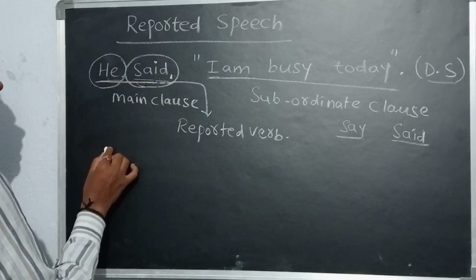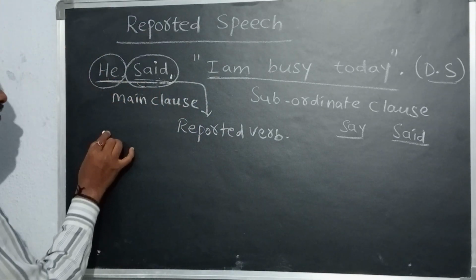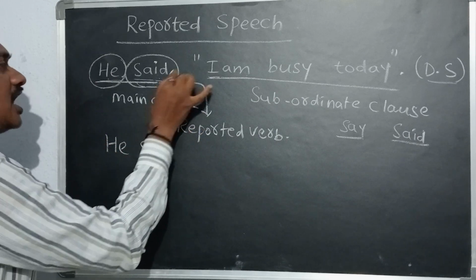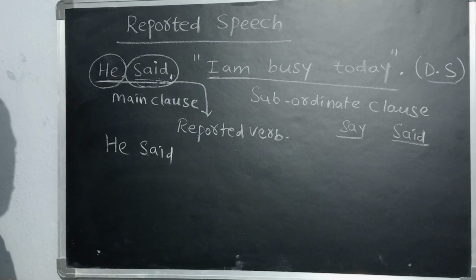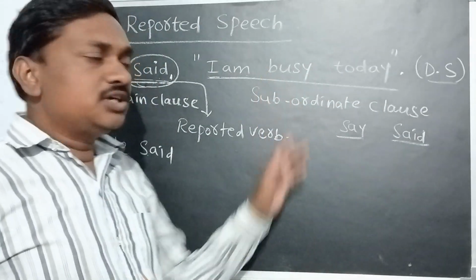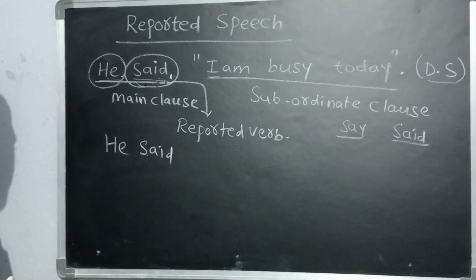Okay, so here write the indirect speech. We begin with he said. Remove the comma and inverted commas. To change a sentence from direct speech into indirect speech, first we should remove the comma and inverted commas.